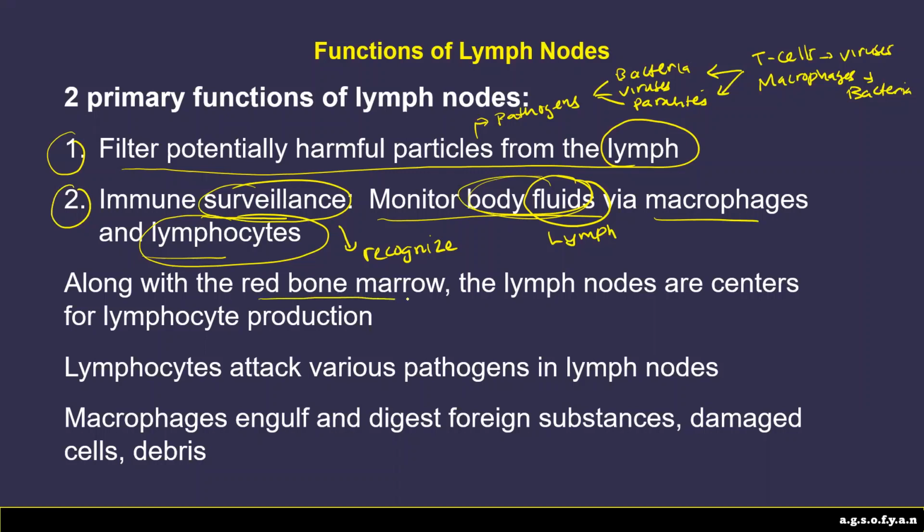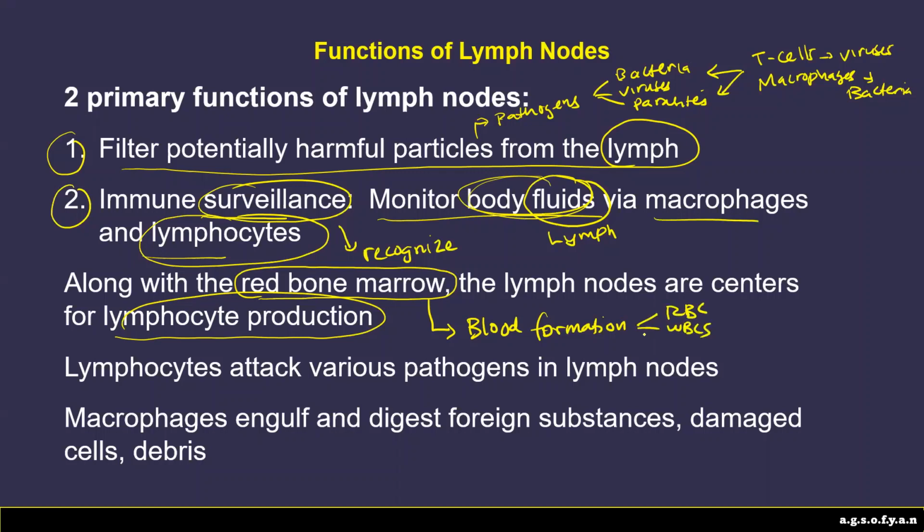Along with the red bone marrow, as I mentioned before, in many books the red bone marrow is also included as one of the lymphatic organs. The lymph nodes are a center for lymphocyte production. Remember, red bone marrow is the place for blood formation. That includes red blood cells, white blood cells, and platelets.